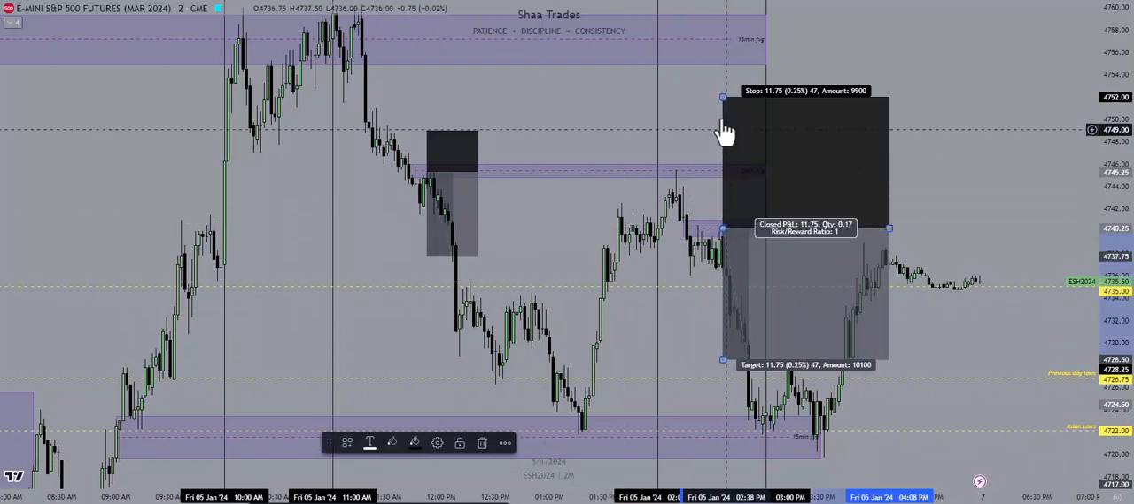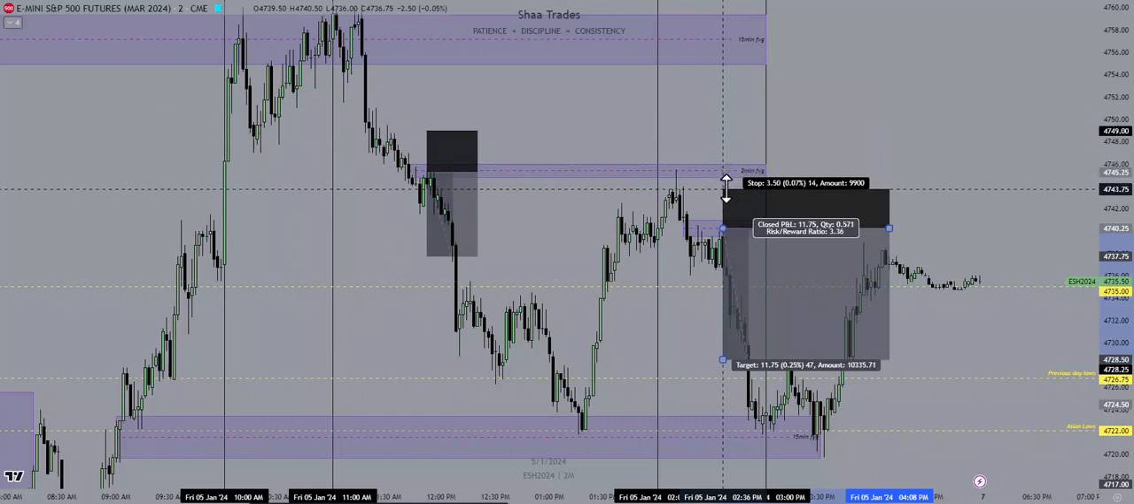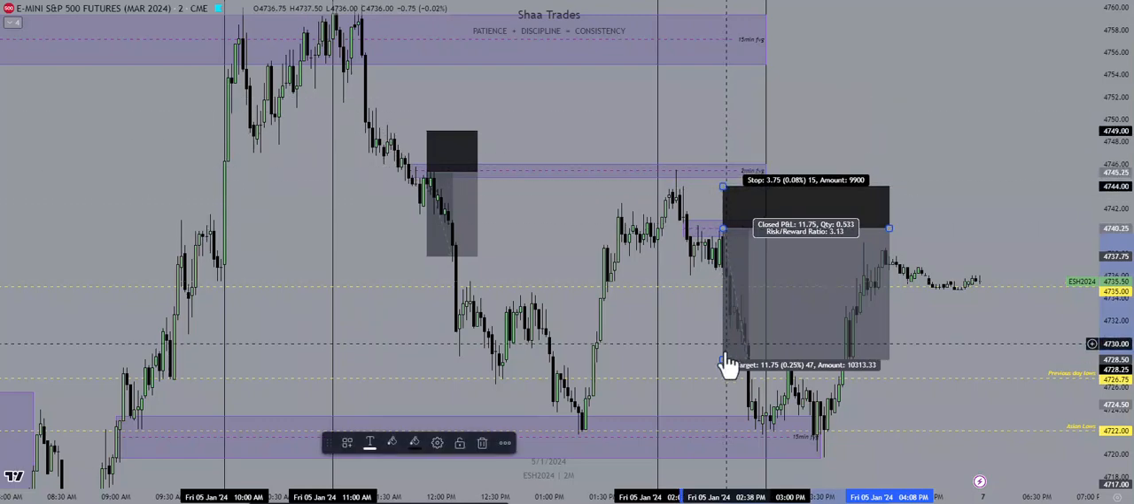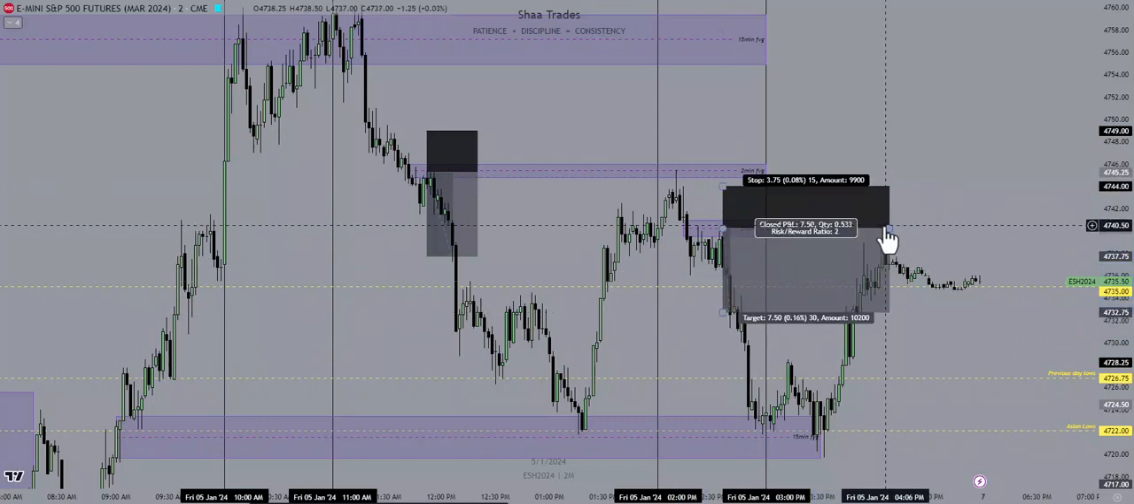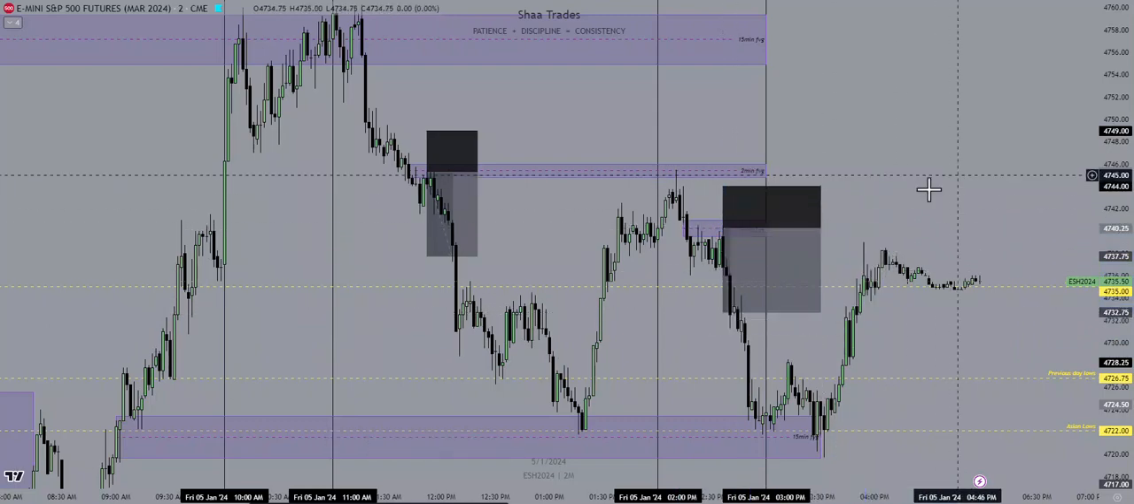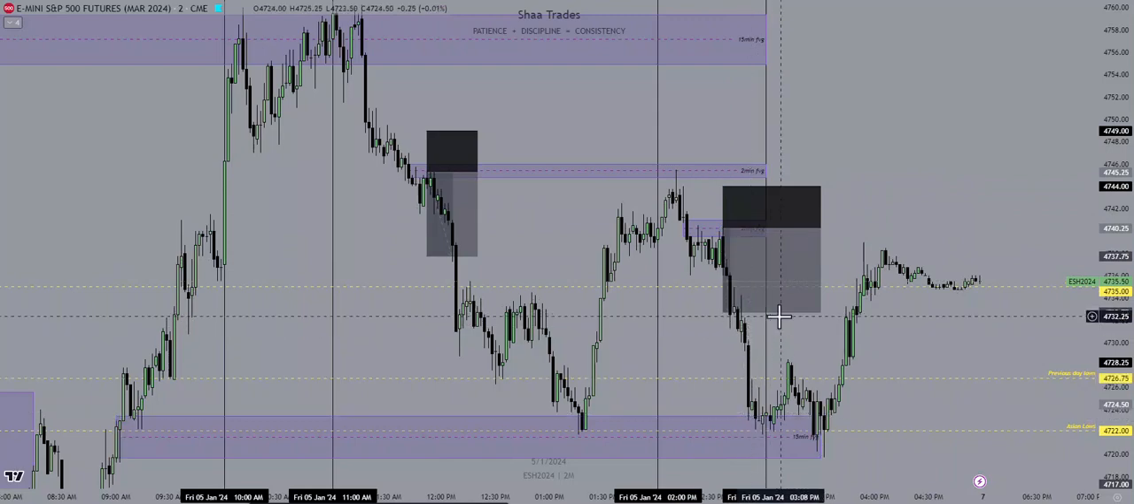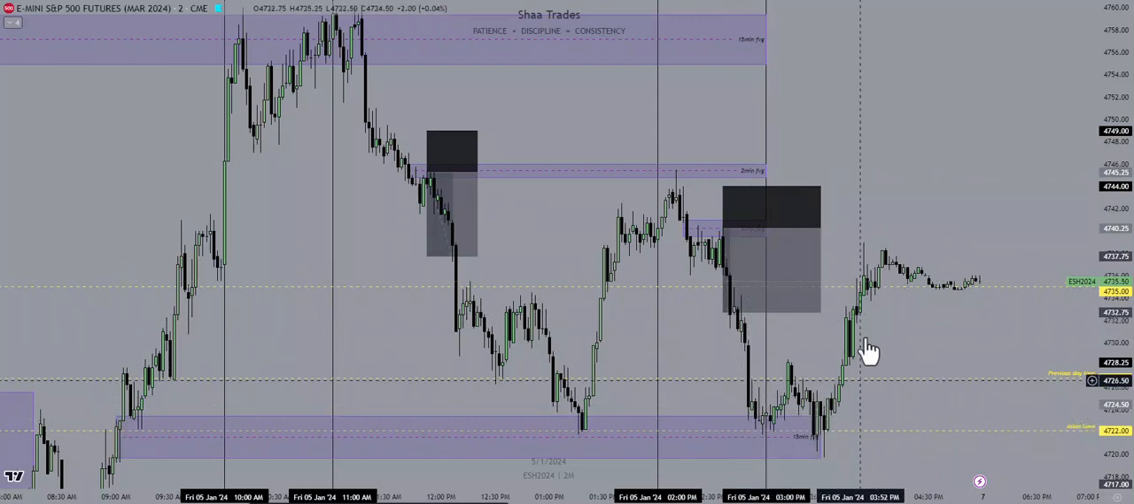Now you would have been a seller here, right? And I'm going to say 1 to 2, just not to be greedy. As I said, you could leave a runner and close out at 4, right?